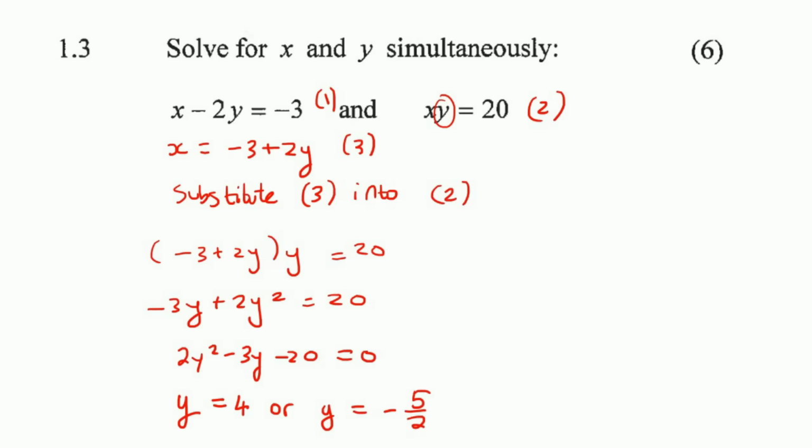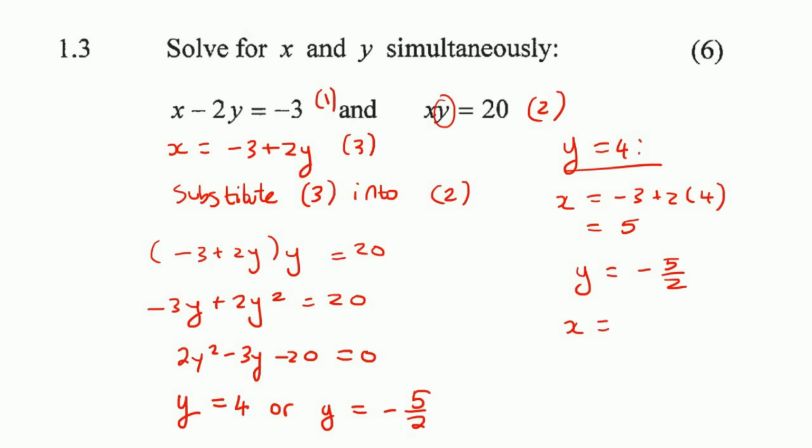Okay, now what we do is we need to go get the x values. So we just plug it back into here. So I'm going to plug in y equals 4. So that would say x equals minus 3 plus 2 times 4. And so x is equal to 5. Then I'm going to plug in y equals negative 5 over 2, and that would give us x equals negative 3 plus 2 times minus 5 over 2. Okay? And so that's going to give us x equals negative 8.